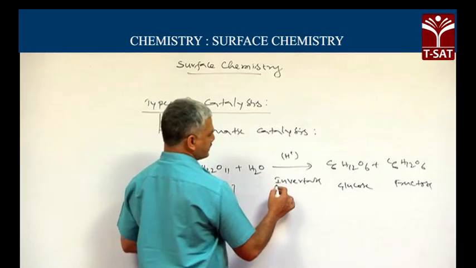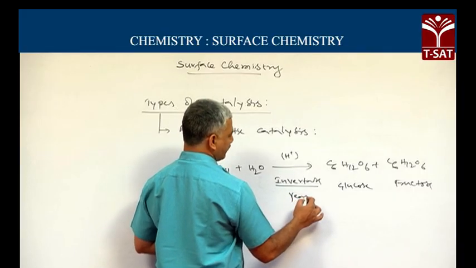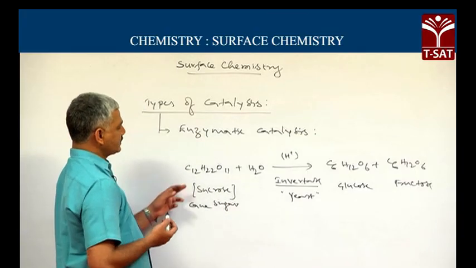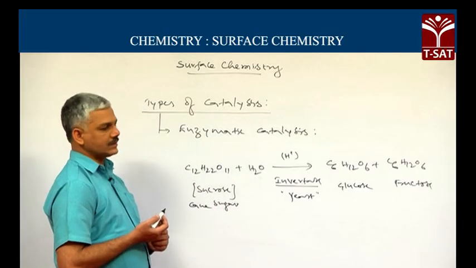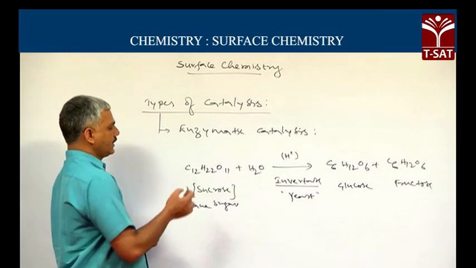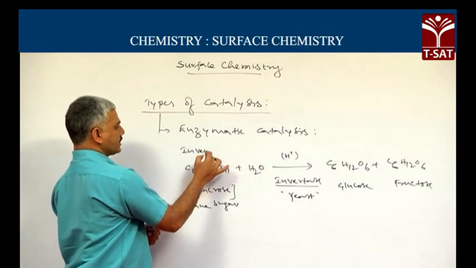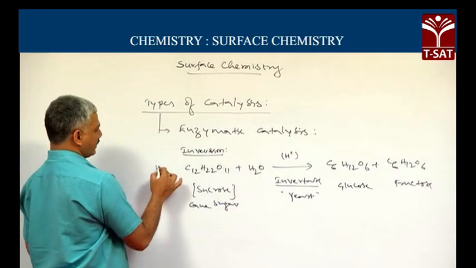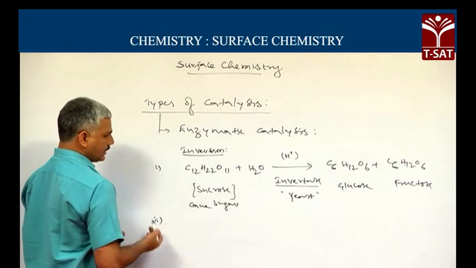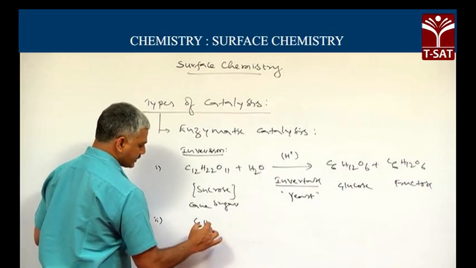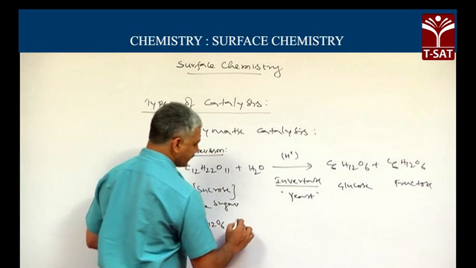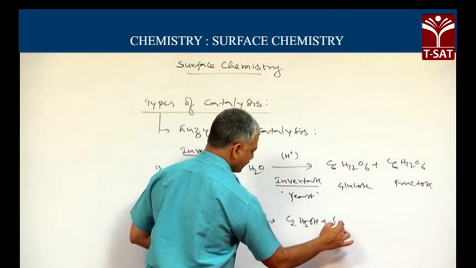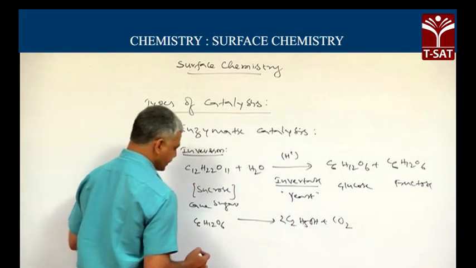This invertase enzyme is released by a microorganism known as yeast. This process of conversion of sugar into glucose and fructose is known as inversion. Another example is the process of conversion of glucose or fructose into alcohol and carbon dioxide.